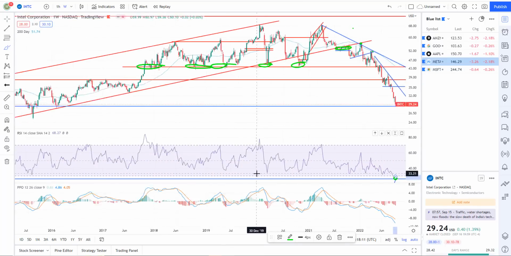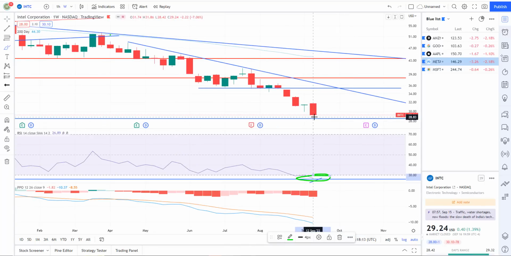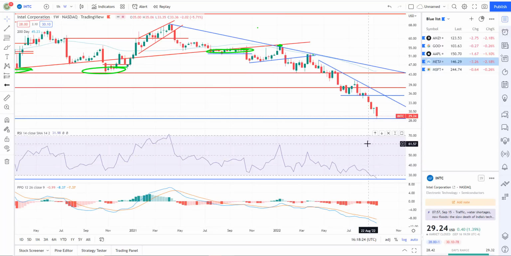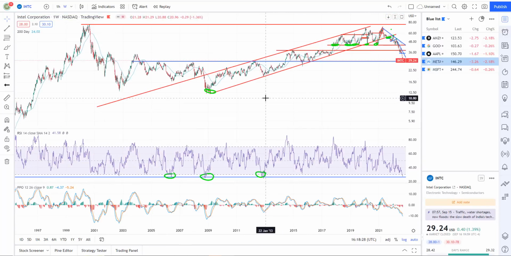Okay, so that, in general, tells me that the selling's just about finished. Could be a little bit more, but it seems like it's just about finished, at least for this first leg down in the bear market. So I think Intel's primed to probably have a bear market rally. Let's look at some other areas of building this case.